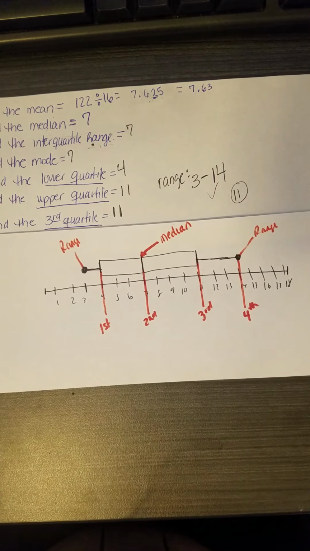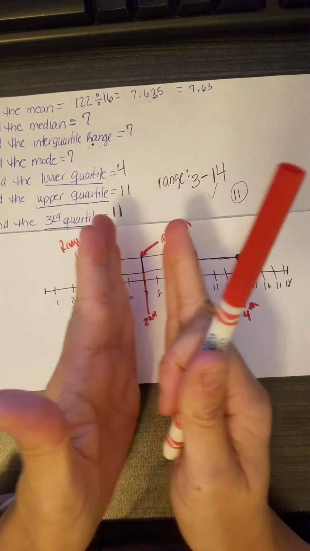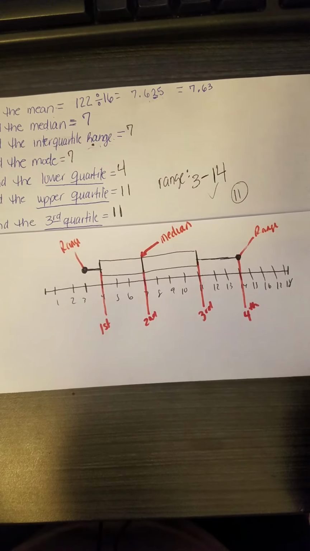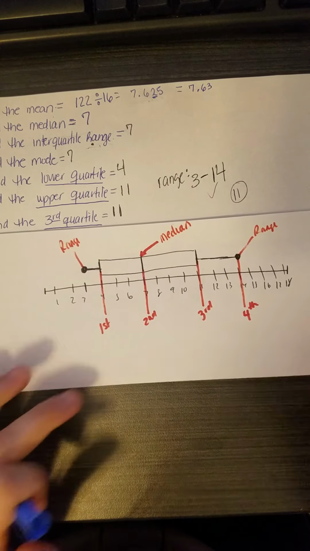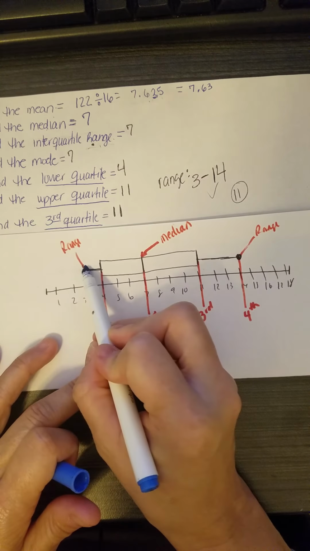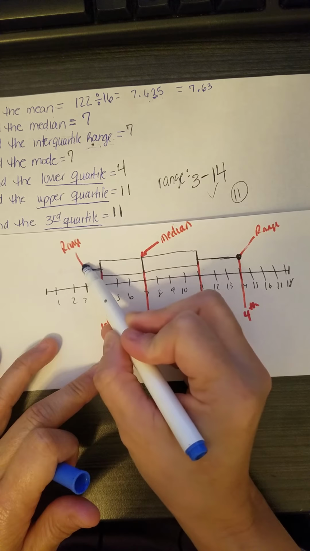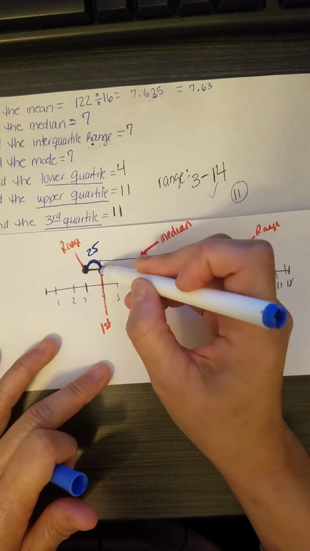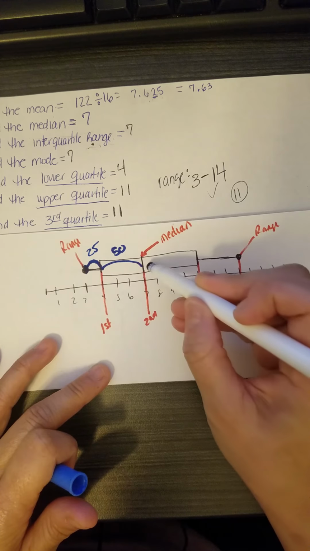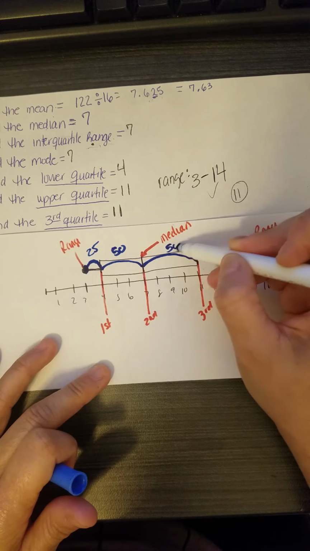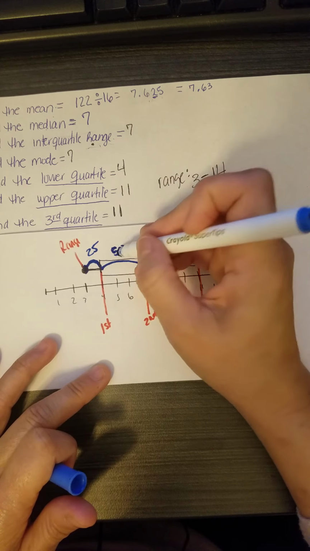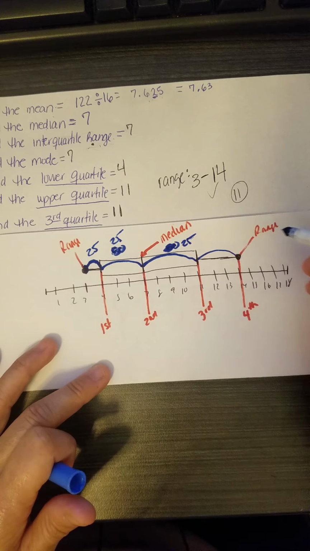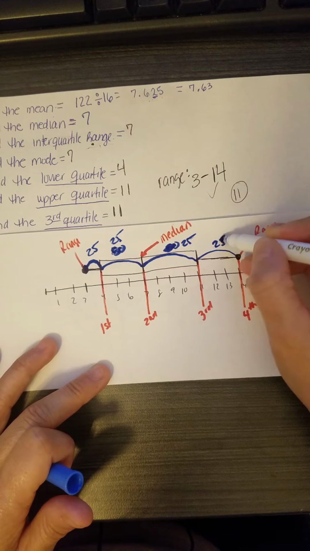Okay, now let's talk about percentages. I don't care if the box is little, it's big, it's stretched to the right, it's stretched to the left. Percentage-wise, everything is going to be the same. From this dot here, from the beginning of your range to the first quartile, you have 25% there. From here to here, you have 50. From here to here, you have another 50. From here to here, you have 25. From here to here, you have another 25. And from here to here, you have another 25.